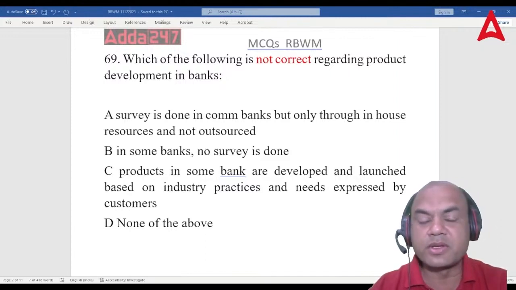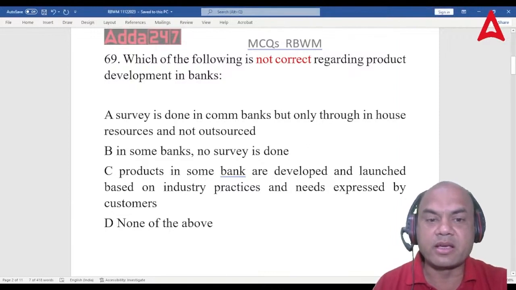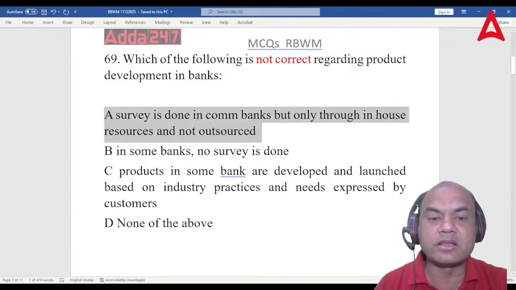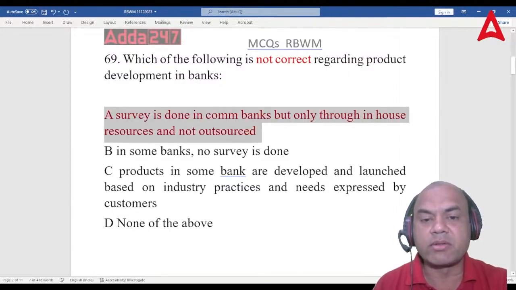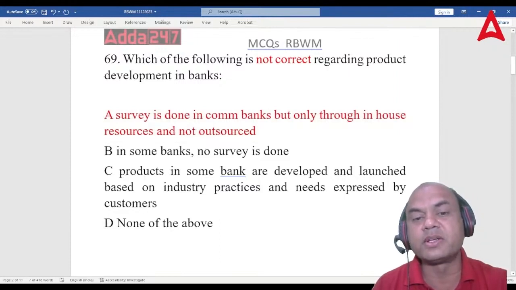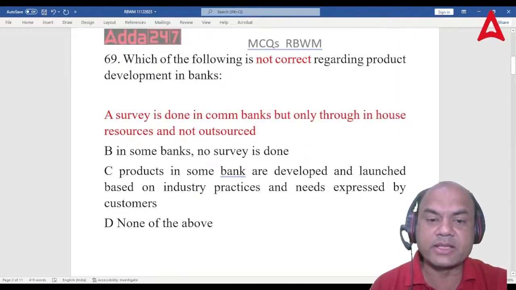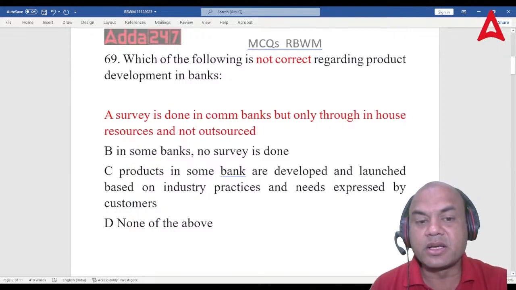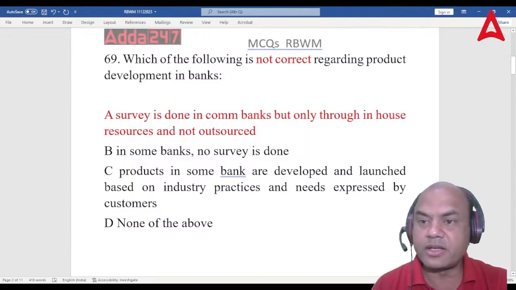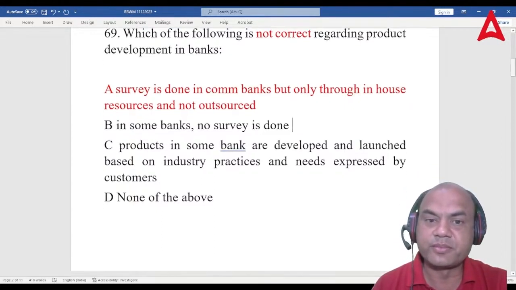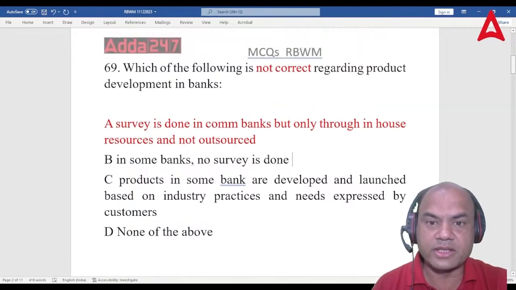What should be the answer over here? The answer is A, correct? Answer is A. Survey is done. This is not correct. Remember, it is not correct. Why? Because survey in commercial banks is not done in-house. It is outsourced. Okay? It is outsourced. Got it? Clear? Next one.